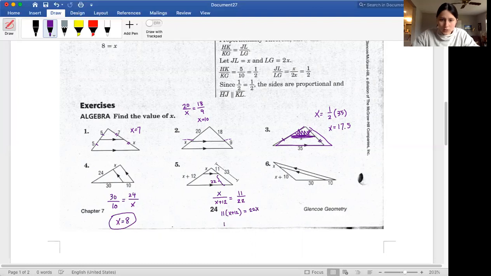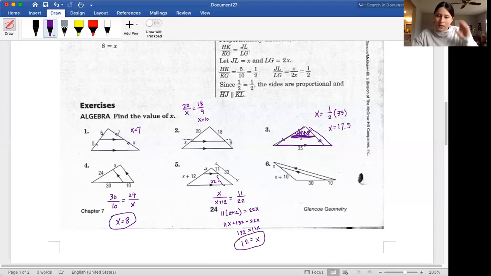So when I distribute, I have 11x times 1 plus 132. So 11 times 12 is equal to 22x. So I'm going to subtract 11 on both sides and then divide that by 11x. And so what I have left here is 11x equals 132. Divide both sides by 11. I think that's 12. So x equals 12.